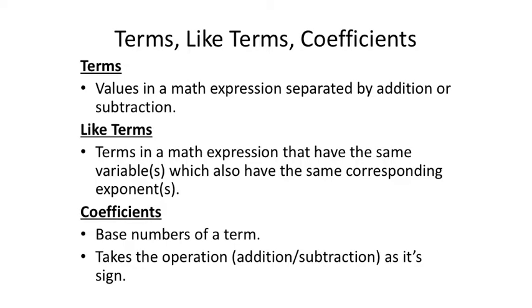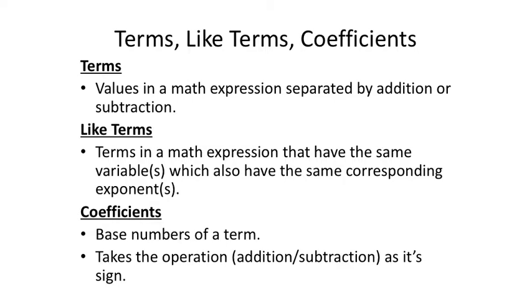But first, we need to know what terms are. I've been using this vocabulary, and I forgot that it was part of 1.3 here. A term is just one of the values in the math expression. Terms themselves are separated by addition or subtraction. But what you need to remember is that the operation to the left, whether it's addition or subtraction, becomes the sign of the term. So subtraction makes a term negative. Addition makes the term positive.